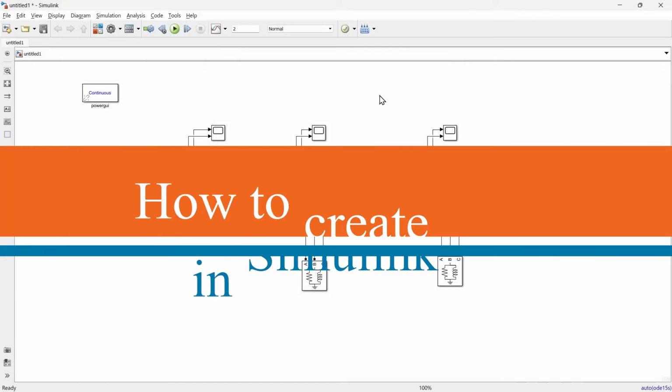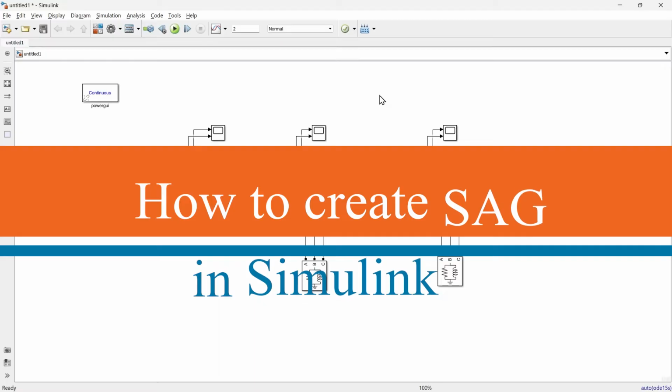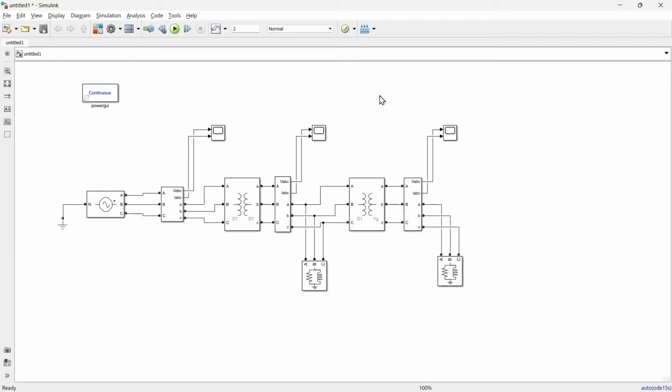Now it's time to create the sag in this system. First of all, let's understand the definition of sag. According to IEEE, a sag is a short duration decrement in RMS voltage level at the power frequency that is below 90% of the nominal voltage for a period of half cycle and lasts up to 1 minute. So that can range between half cycle up to 1 minute. This sag can often be caused by a fault, starting of large motors, or switching of various devices.